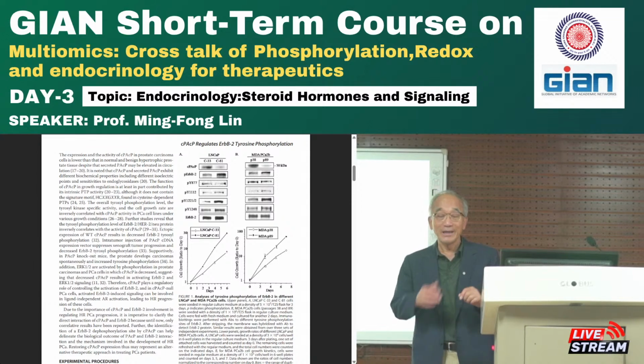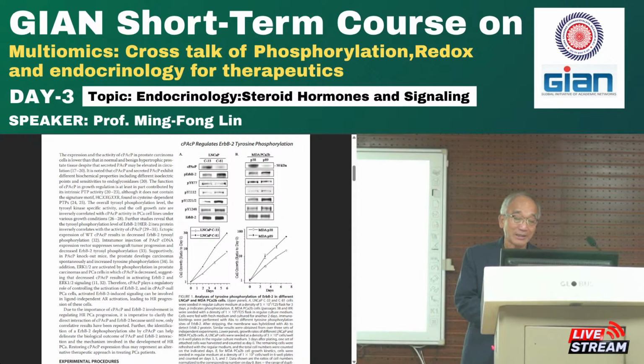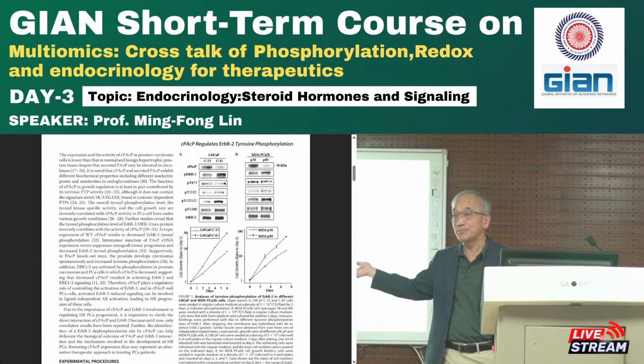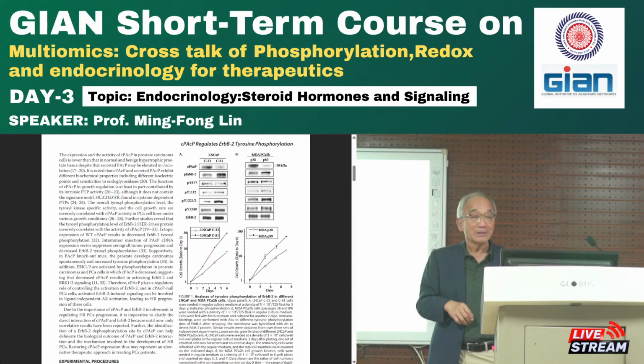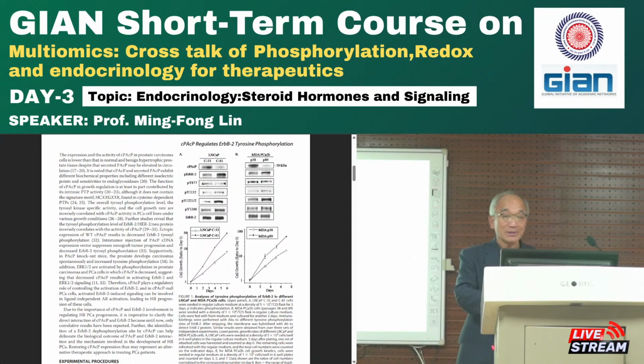Sorry, I cannot give you all the clear answers. So this one, I think I will quickly go through it. Again, this shows how we determine the protein-protein interaction, how we determine ERB2 is regulated by the phosphatase PAP. How do we determine it? First, we have different cell lines, and we show the inverse correlation. It's shown in this figure.